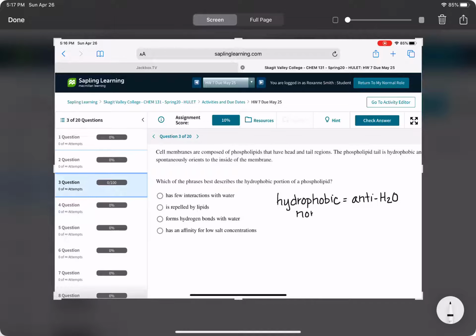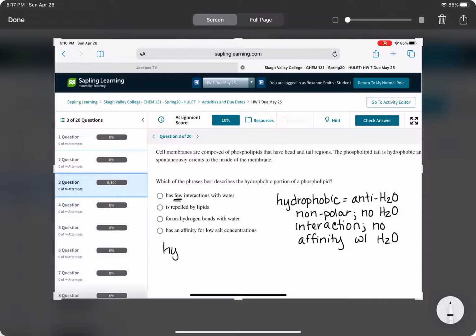It is nonpolar. It is not interacting with water. No H2O interaction. What other words could we be using here? No affinity with water. Or maybe it looks like instead of saying no, it's saying few, as in very little interactions with water.